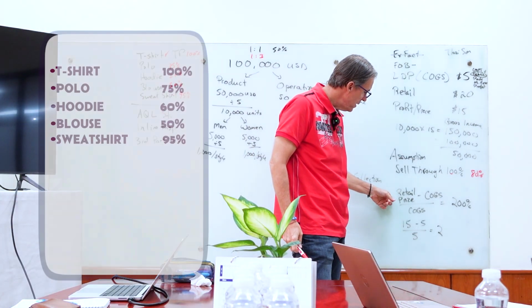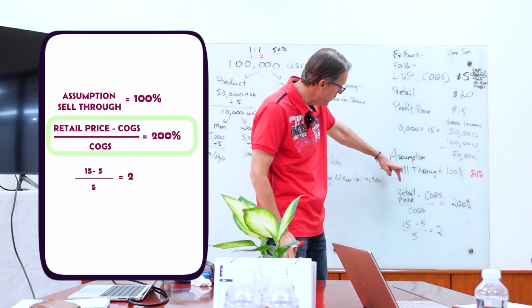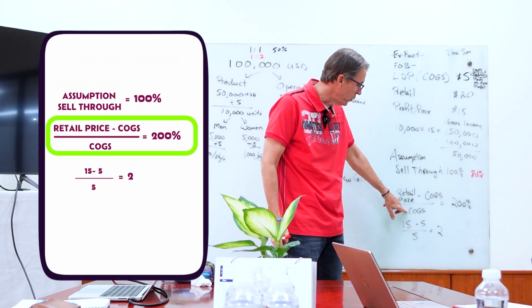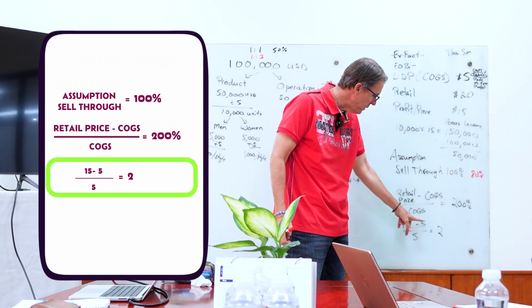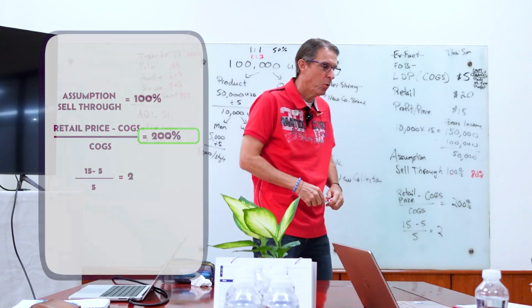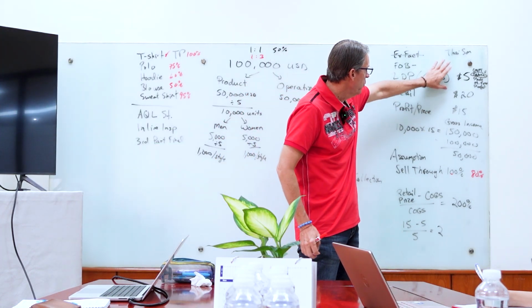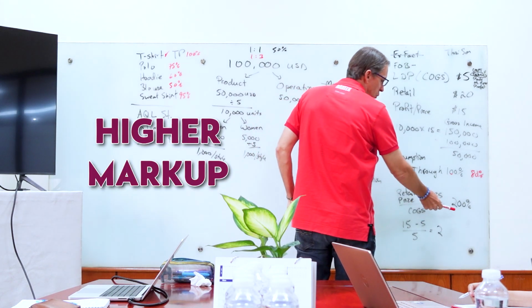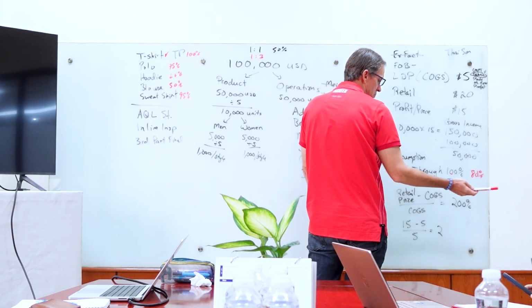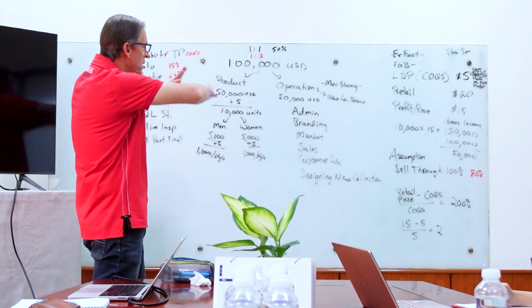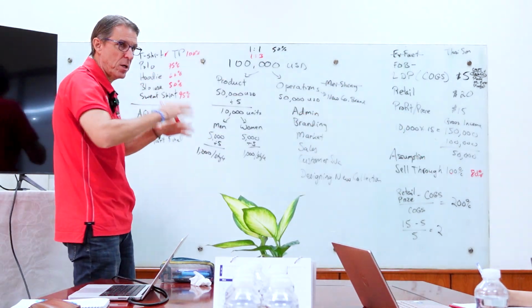In this case, the formula is retail price minus cost of goods sold divided by cost of goods sold. And in this case it's 15 minus 5 divided by 5 is 2, which is the same thing as 200%. So this scenario right here is a 200% markup. You could change this. If you want a higher markup, then you can make that decision. It just means that your retail price would go up. Anyway, this is like the whole scenario in general terms.